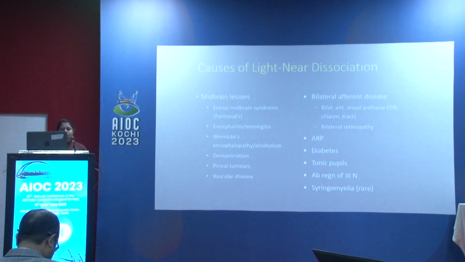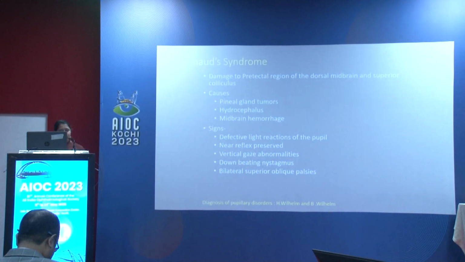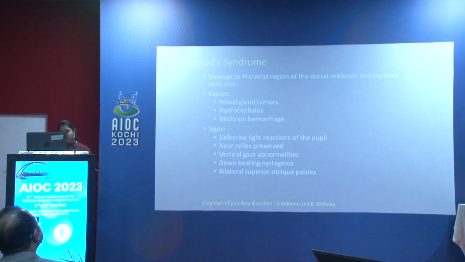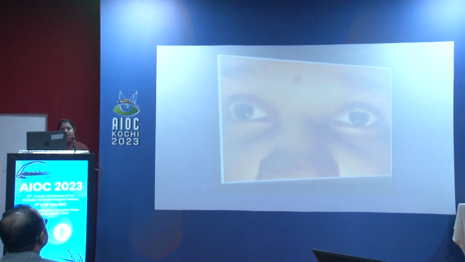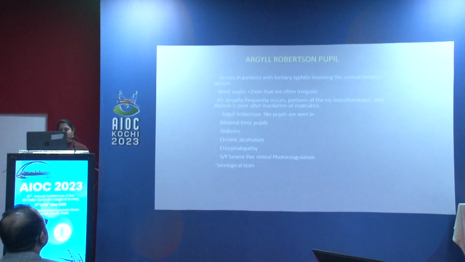There is another condition called light near dissociation. I'll cover just two. That is Parinaud syndrome, already covered by Sir. That is dorsal midbrain syndrome. Most commonly, there is accommodation preserved and light reflex is gone. The causes can be pineal gland tumor, hydrocephalus, and midbrain hemorrhages. There is defective light reaction of the pupil, near reflex is preserved, vertical gaze abnormality, downbeating nystagmus, bilateral superior oblique palsies. I'll skip the video for now.